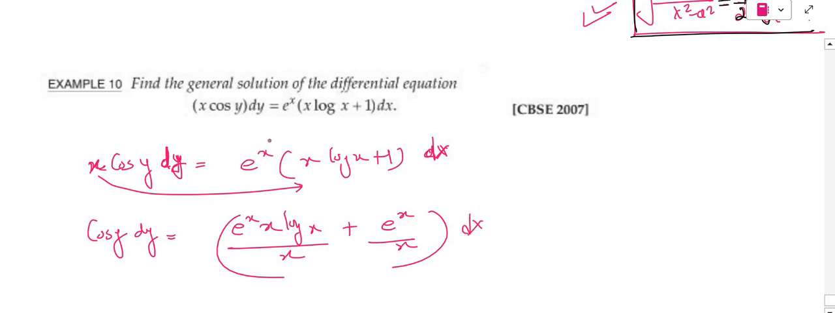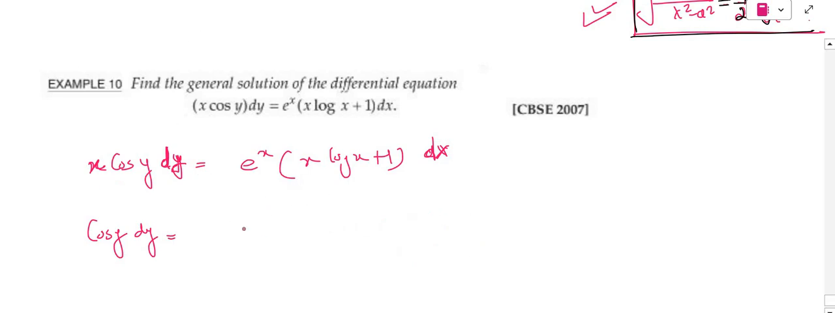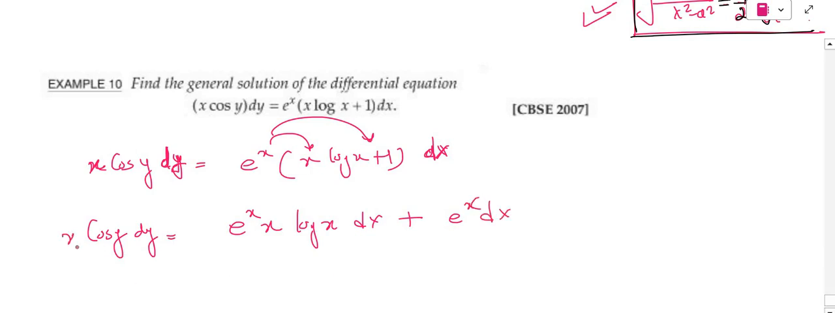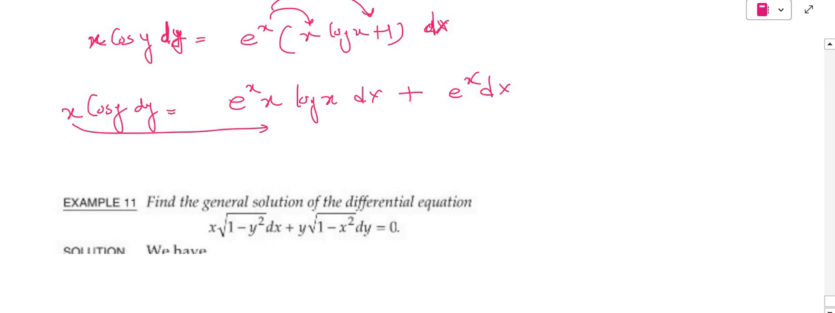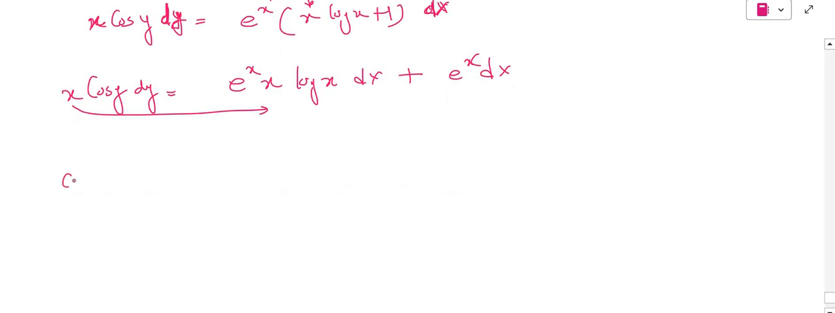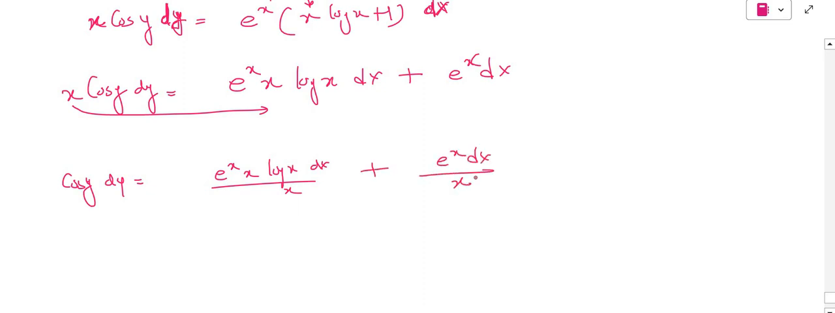What I did, let me do it again. You may get confused. What I am doing here, first I am multiplying it inside: e^x with this and this into log of x dx plus e^x dx. Multiplied separately. Now this x I am sending to the other side. So if I send it to the other side, what will happen? So this will become cos y dy is e^x x log x dx by x plus e^x dx by x. ठीक है, यहाँ तक easy है.